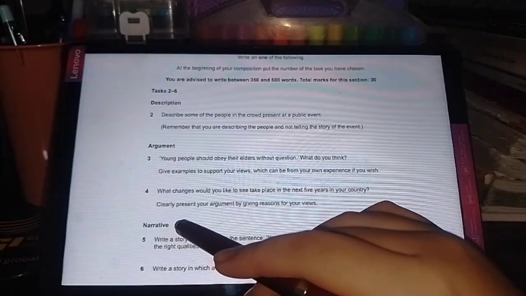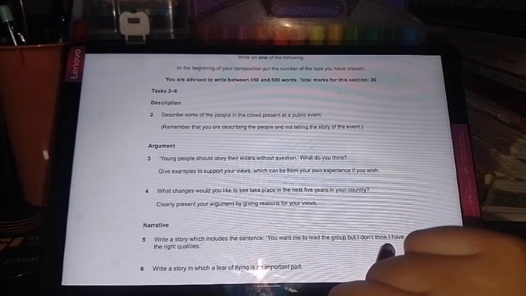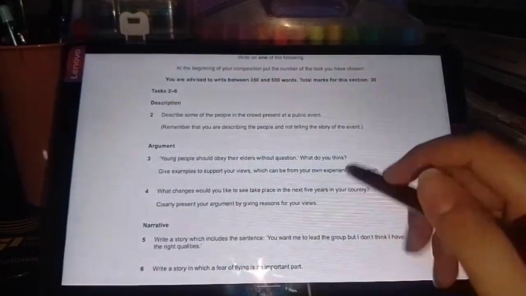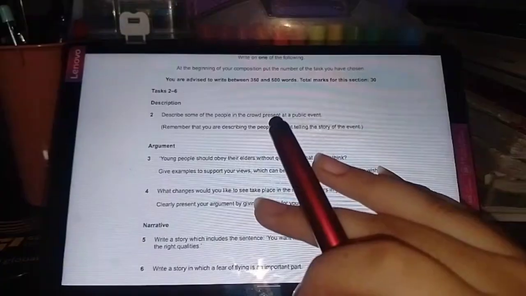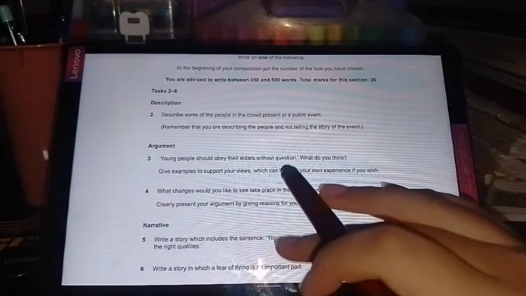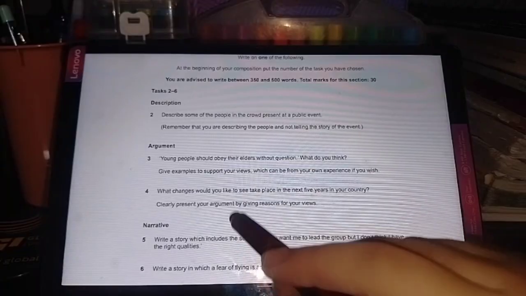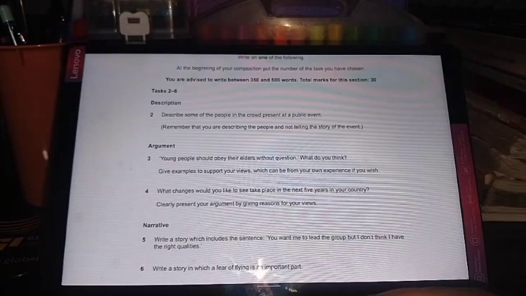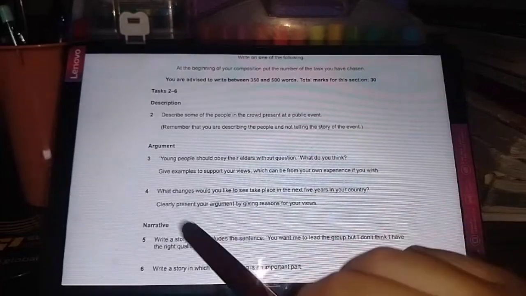Narrative writing. Write a story which includes the sentence: You want me to lead the group, but I don't think I have the right qualities. That is the first topic, where the person doesn't think he has the good qualities. Now narrative is actually story-type writing, and you have to write a story, your own story, not about the people. The next is: write a story in which a fear of flying is an important part. Like the fear of flying, what is the fear?